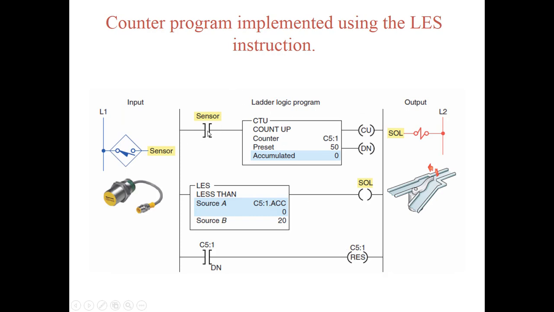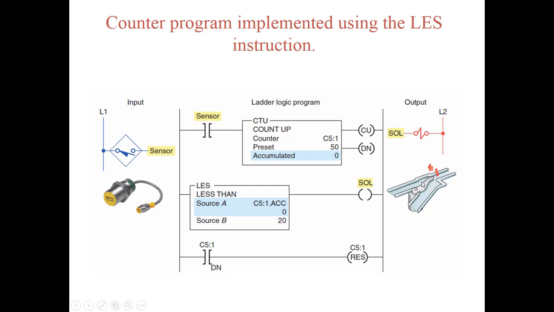Here's a counter. Sensor makes a counter. 1, 2, 3, 4, 5. It'll get all the way up to 50. Okay. Here's the accumulation value. Well, if the accumulation is less than 20, we've got a solenoid that's on.